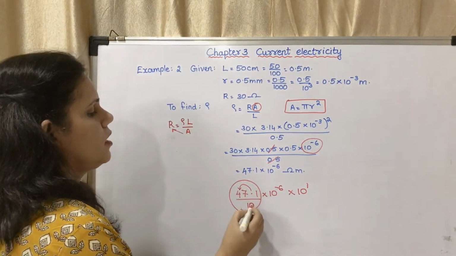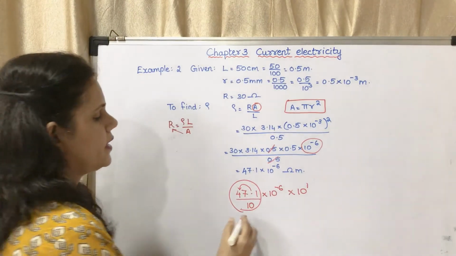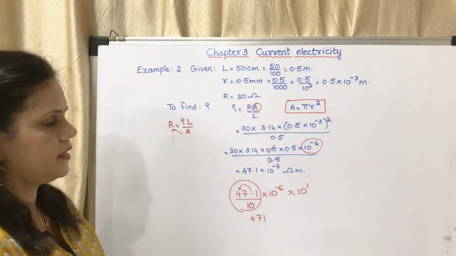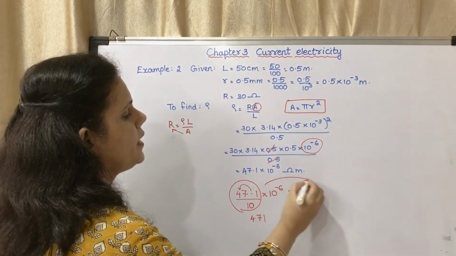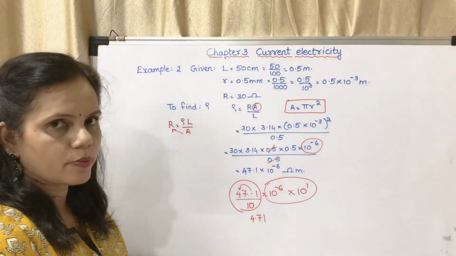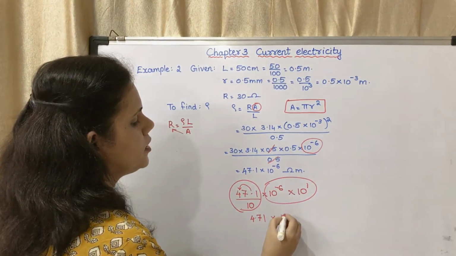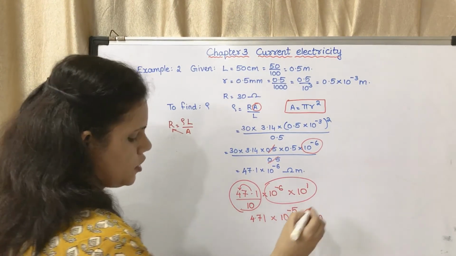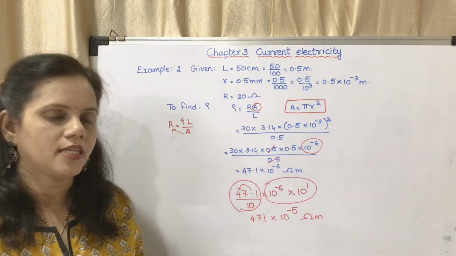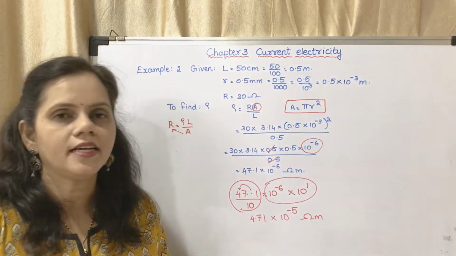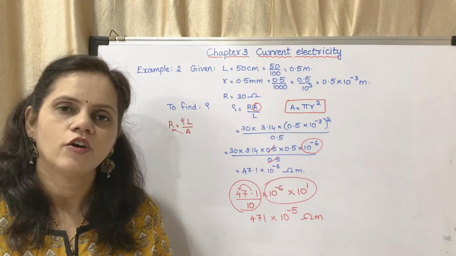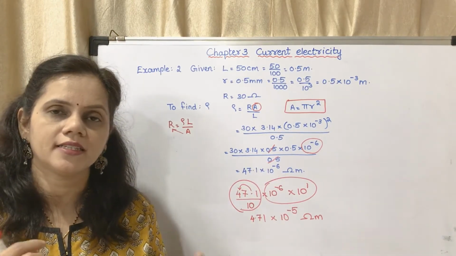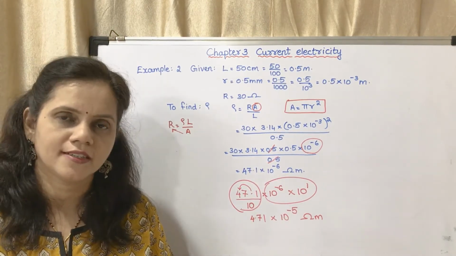For this, 47.1 will get converted into 4.71. What about this? This will be minus 6 plus 1, that will change into 10 raised to minus 5. So this is the answer. You may see in the textbook. So the answer is 4.71 into 10 raised to minus 5 ohm meter. This is how they got the answer. Okay, you may mark this. You may copy this in your notebook.